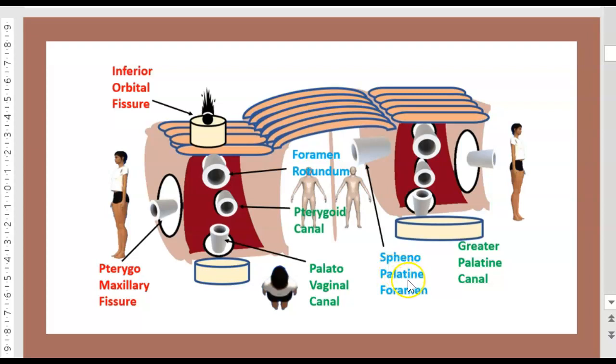The sphenopalatine foramen is in the medial wall, and the greater palatine canal is in the inferior wall. Two fissures: inferior orbital fissure and pterygomaxillary fissure. Three canals: pterygoid canal, palatovaginal canal, and greater palatine canal. And two foramina: foramen rotundum and sphenopalatine foramen.